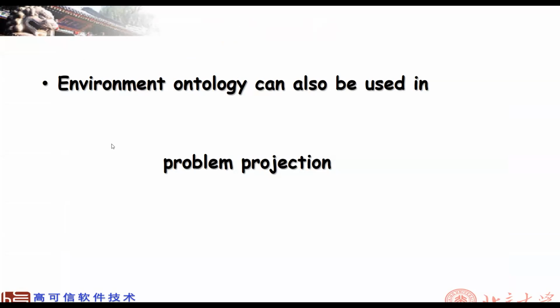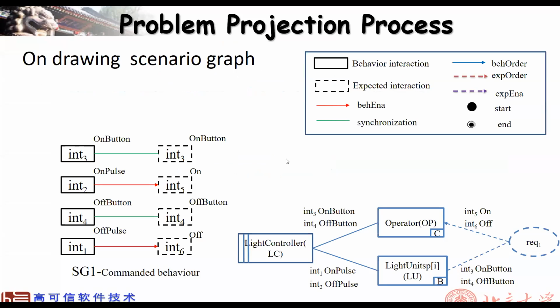By problem projection, I hope you still have some memory of what we told you about decomposition and how to decompose it. We use a scenario as a projection dimension. In this projection dimension, I hope you still remember the process. I'll show you the light controller. First, we draw it from the expected behavior here, and then these lines are drawn by our tool.